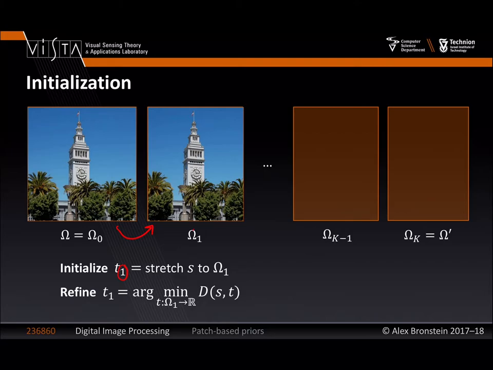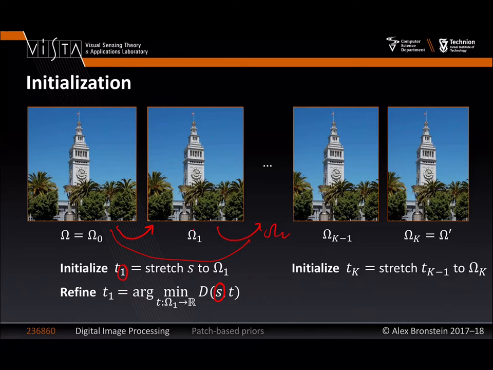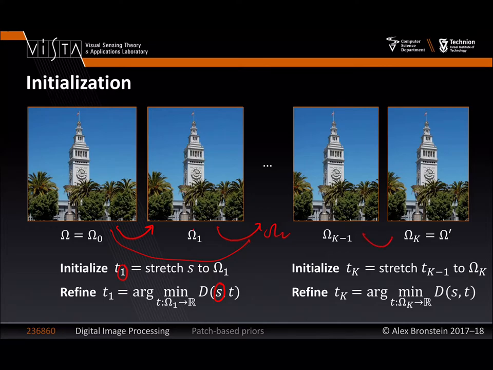Then I'm going to do the same, going to omega 2. And again, I'm going to stretch omega 1 to omega 2, but then I'm going to retarget from omega 0 to omega 2. Okay, so basically, the S is always the same source image on omega 0 that I'm using. But I have a good initialization. And then I get to the last omega k, which is my final omega prime, my destination domain, my target domain. Okay, so again, I stretch from here to here. The amount of stretch is very small. And then I refine. Okay, and I get the retargeted image.